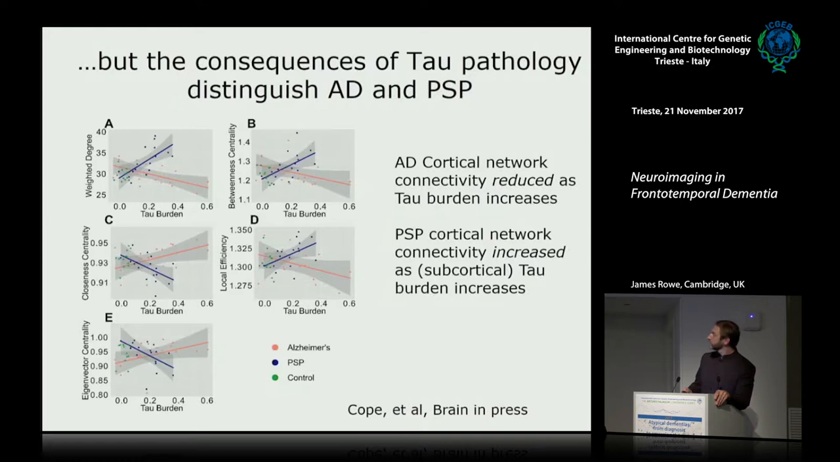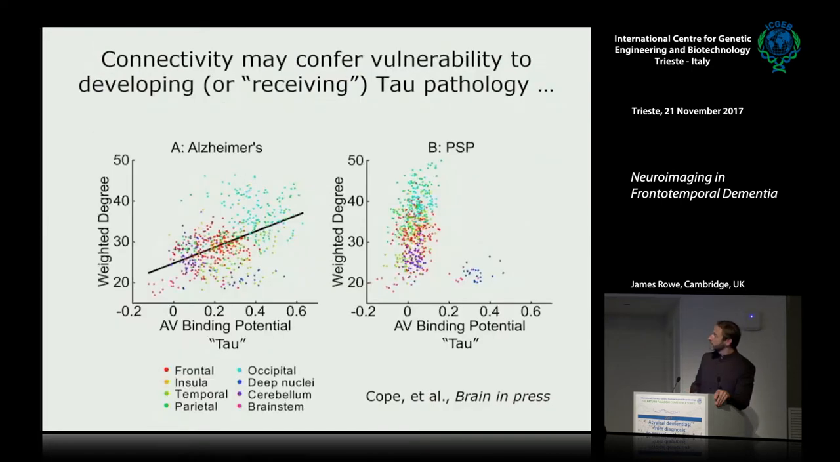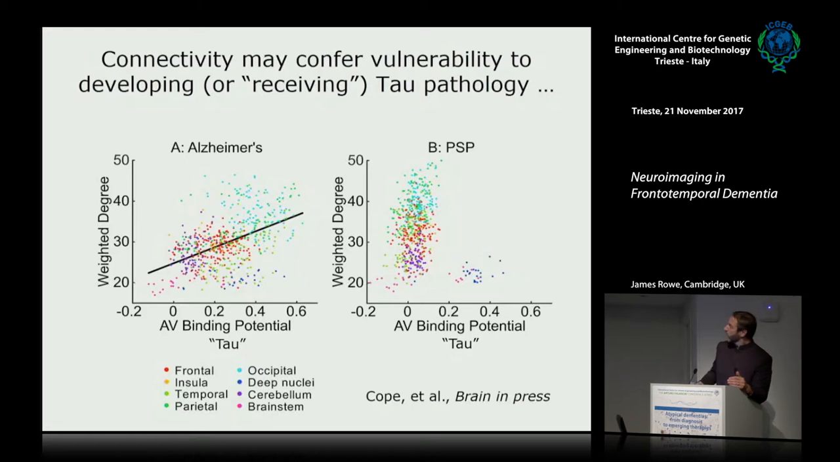A very striking relationship, suggesting that those areas that are highly connected are more vulnerable to developing, and from other work in this paper that's now in press, we'd argue actually in receiving a transmissible protein form with a sort of prion-like spread, if I perhaps use that term tentatively, in receiving that pathology. So highly connected areas are vulnerable to receiving the tau pathology. This is quite different in PSP, when a small cluster of subcortical nodes develop increased elements of tau binding, but a much lesser increase elsewhere.